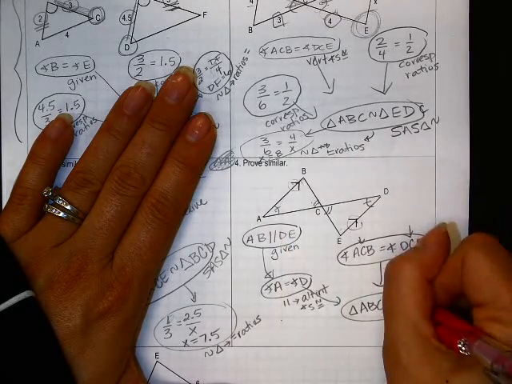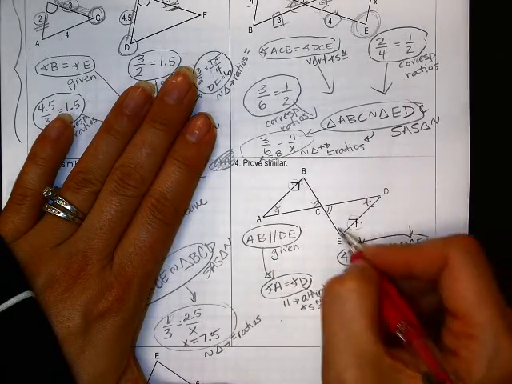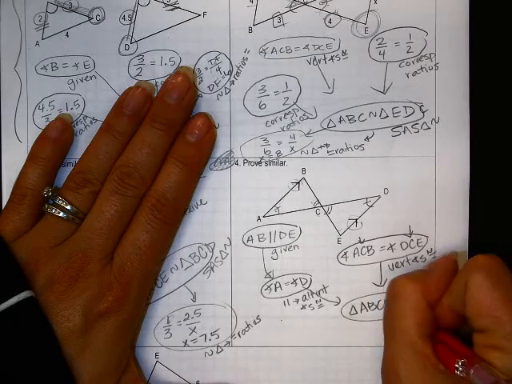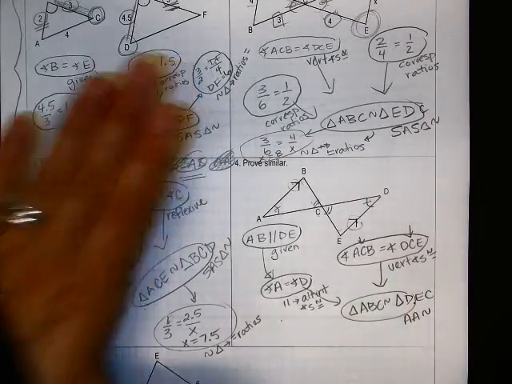A goes with D. I have it marked on my diagram, so that makes it easier. B is the unmarked, goes with E. And then obviously C goes with C. And this one here was AA similarity.